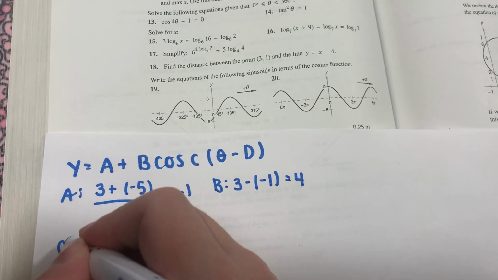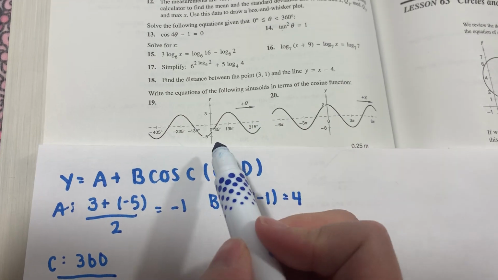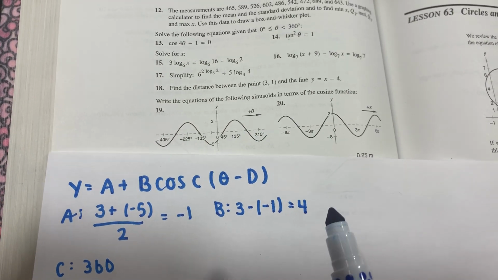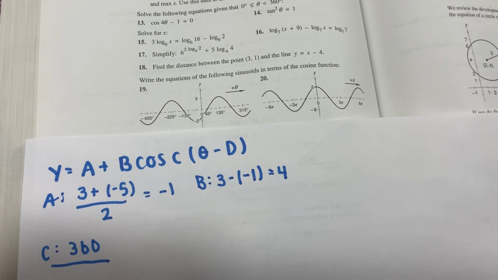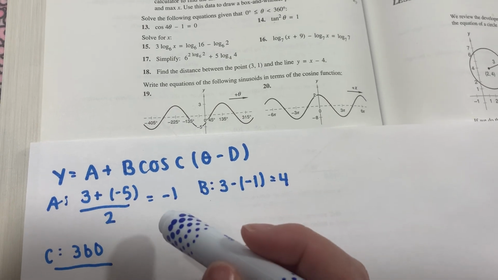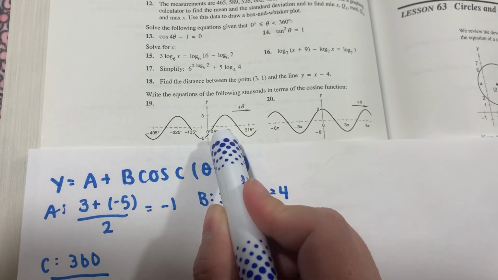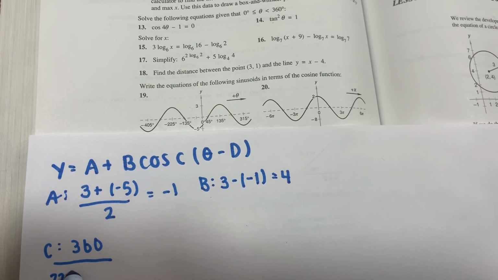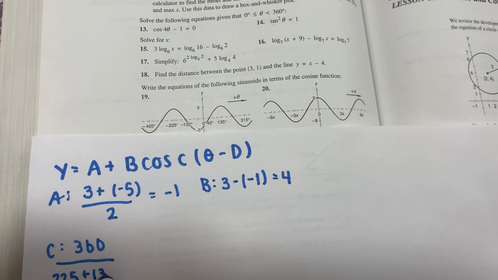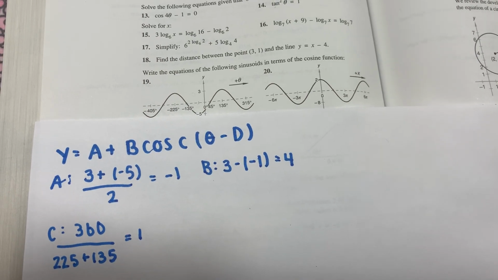For C, it's going to be 360 divided by the length of the period. So for the length of the period, we can calculate that either from peak to peak or base to base, or one full rotation. I'm actually going to do it from, if you see it peaks at -225 and it's peaking again at 135, but that total distance would be 225 plus 135. And that's going to give me a result of 360.